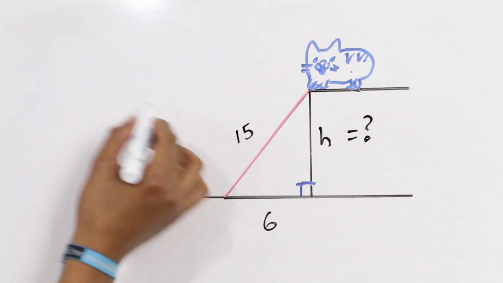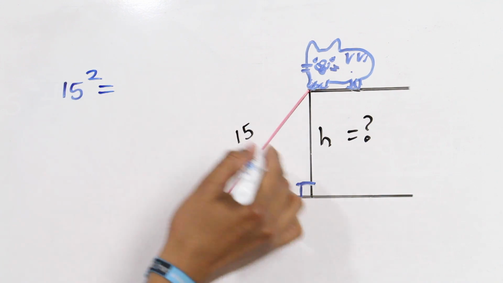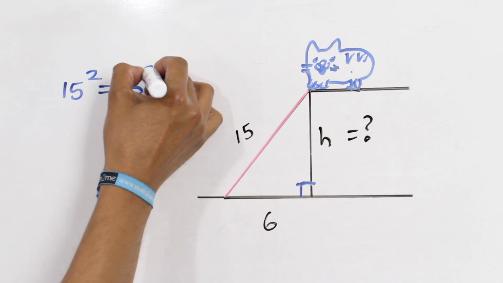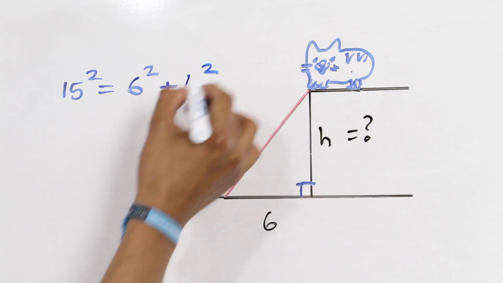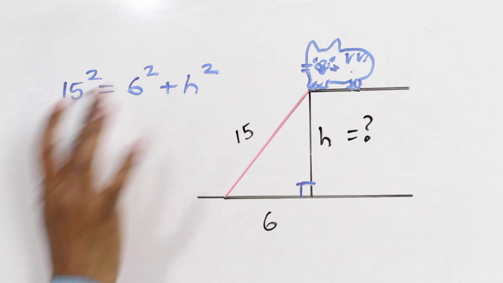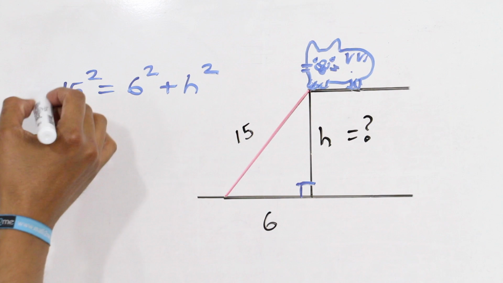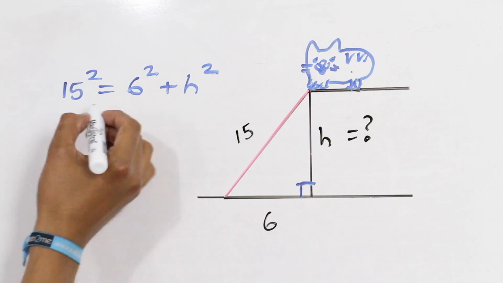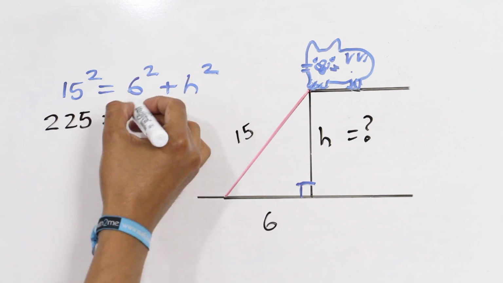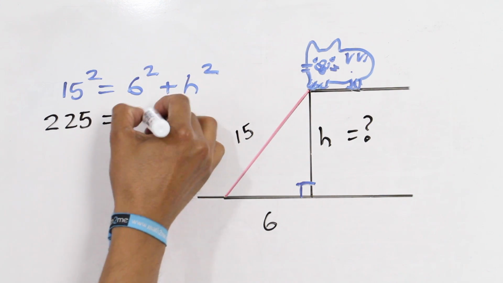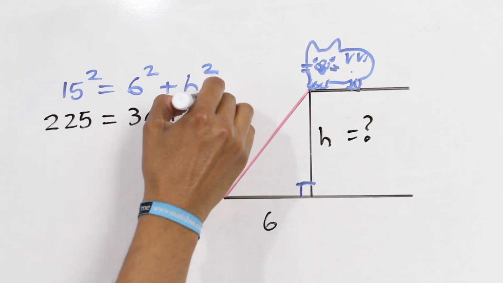So I need to start with the hypotenuse squared, 15 in this case, squared equals any of the legs, for example 6 squared, plus the other variable or leg, that is h squared, or you can use x as you wish. Now it's time to simplify the equation. So 15 squared means 15 times 15, that is 225, equals 6 squared, that is 6 times 6, 36, plus h squared. As you can see, in this case, I need to isolate the variable.